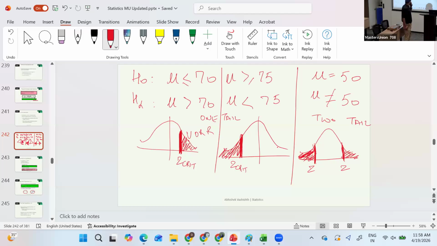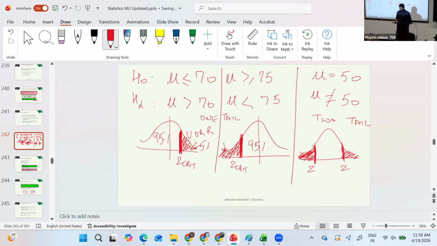Right. So we said, okay, if I'm talking about a 95% confidence level, the area here will be 95%. Whatever is left is 5%. So this is 5%. This we discussed. If I'm talking about 95%, this area is 95% and this is 5%. I think we discussed it with the normal distribution, but not specifically.